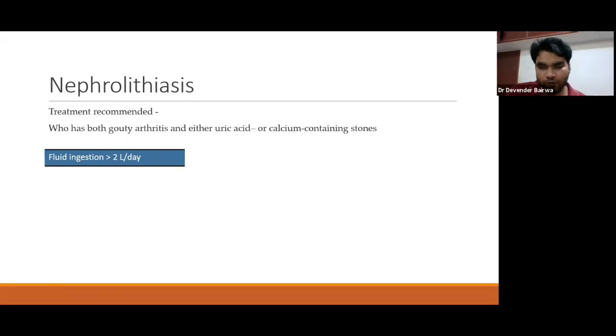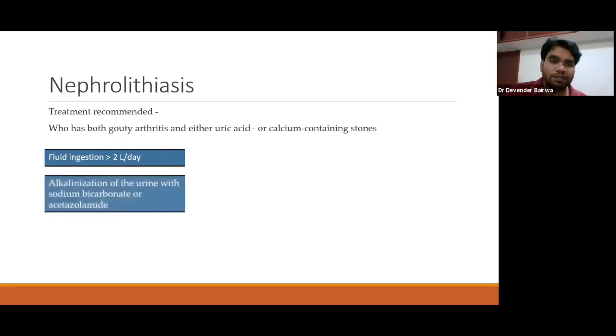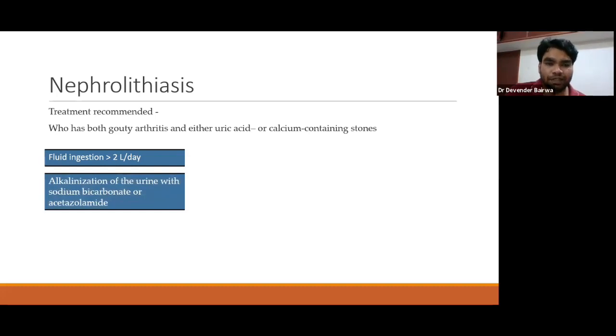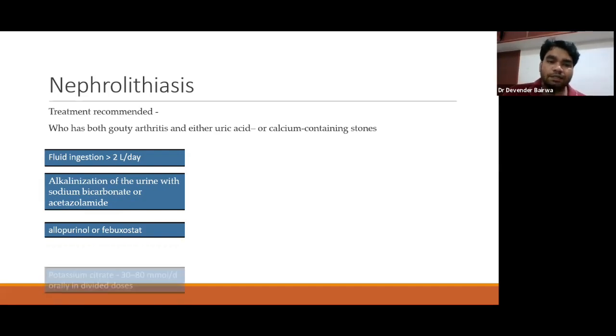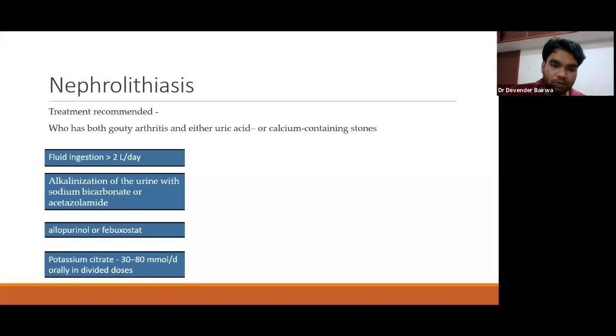Fluid intake: we have to make sure that at least 2 liters per day of fluid is taken. Then we can think about alkalizing urine with the help of sodium bicarbonate or acetazolamide. As we already discussed, when you alkalize the urine, the concentration at which uric acid will crystallize increases, so mostly it will dissolve and be passed out. Then you can also give allopurinol or febuxostat, because they reduce your serum uric acid level. And you can also provide potassium citrate 30 to 80 millimole per day in divided doses, because it also leads to alkalization of urine and can help dissolve these stones.